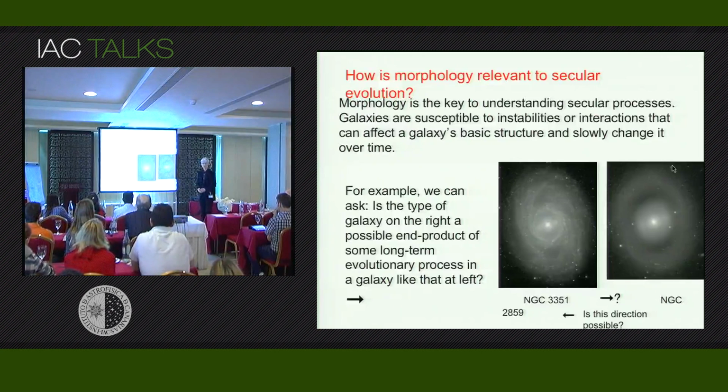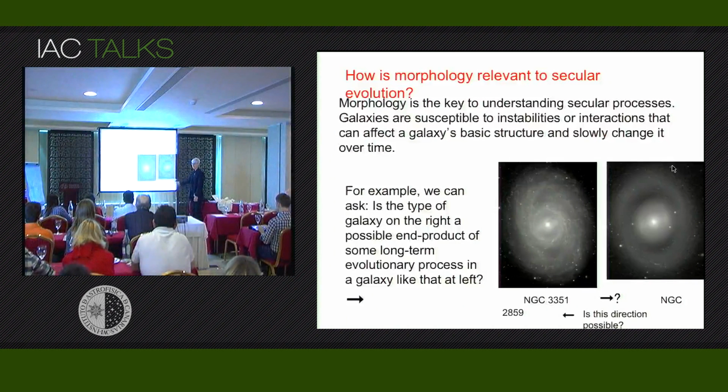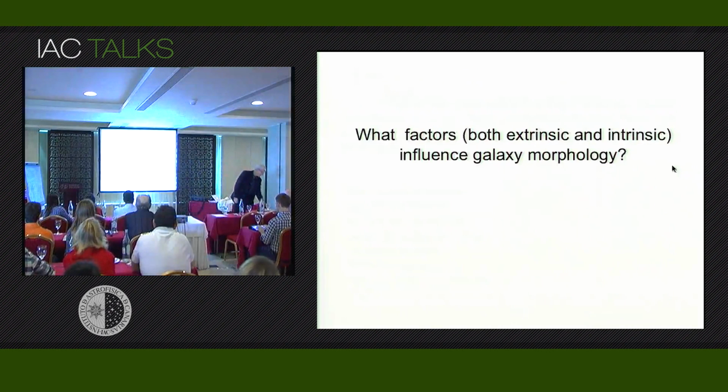So when we look at morphology, we're trying to find relationships between different galaxy types, and they may be there or they may not be, as the case may be. And you could also ask, if there is a relationship, is there a direction to it? Could it go this way, or is, heaven forbid, the other way possible? Probably not. But you can certainly ask such things.